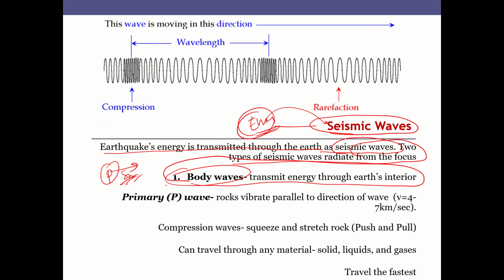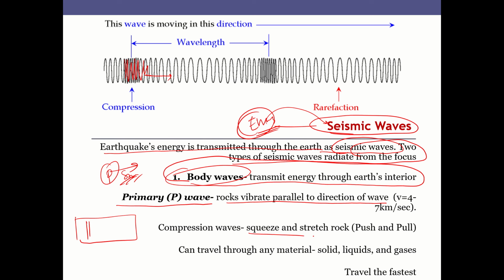Okay, within the body wave there are two types of waves into which it is categorized. One is called primary wave. Rocks vibrate parallel to one another. Okay, these are called primary waves. So there is a movement of Earth in one dimension, parallel to it.